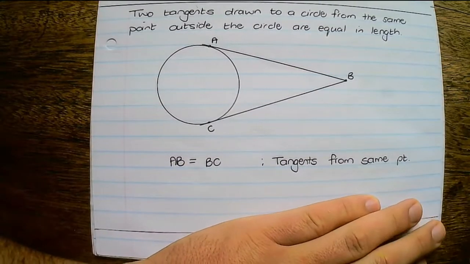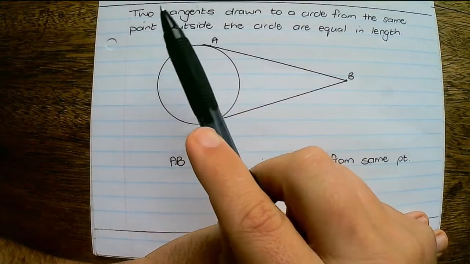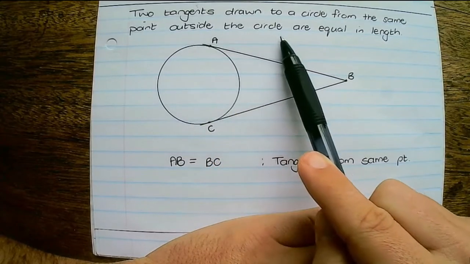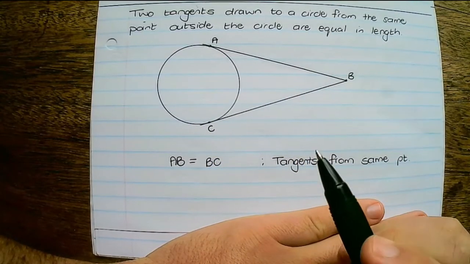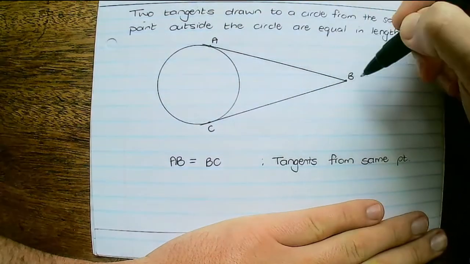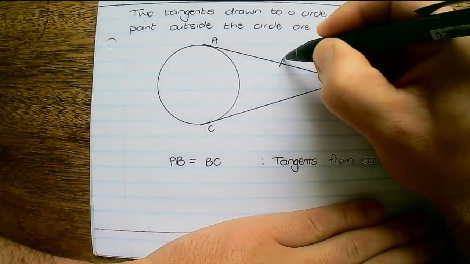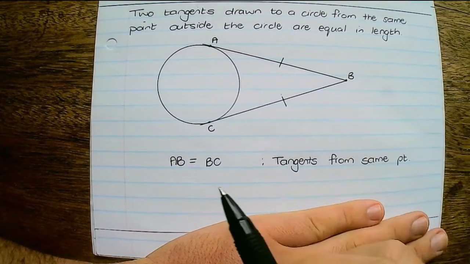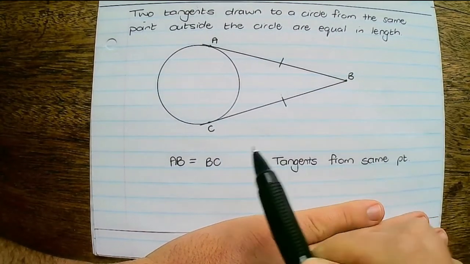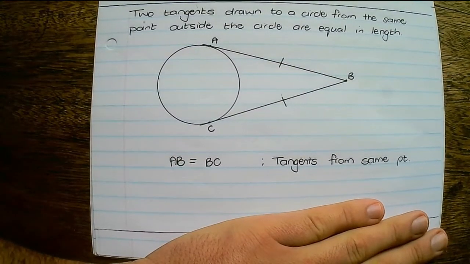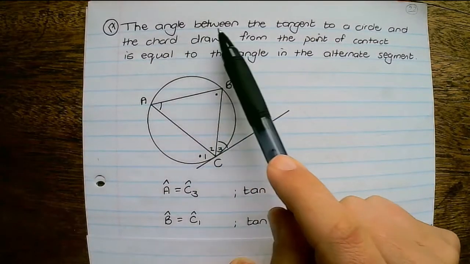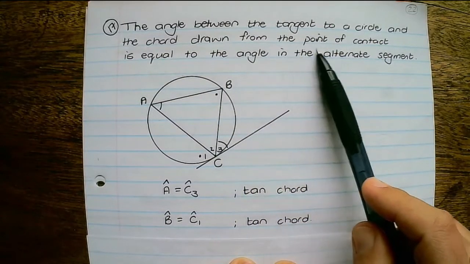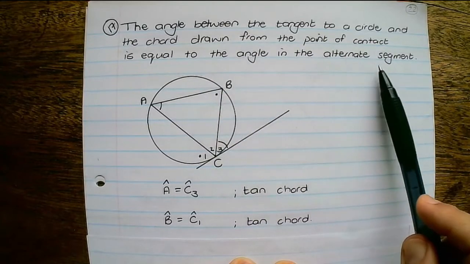Our second last theorem on circles is if two tangents are drawn to a circle from the same point outside of the circle, then they are equal in length. Simply, AB and BC are tangents, and because they come from the same point or produced from the point B, they are tangents from the same point, they are equal in length. And lastly, we have the angle between the tangent to a circle and the chord drawn from the point of contact is equal to the angle on the alternative segment.